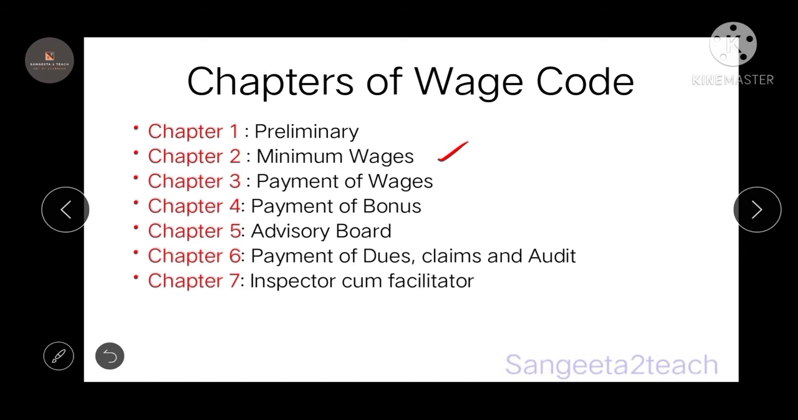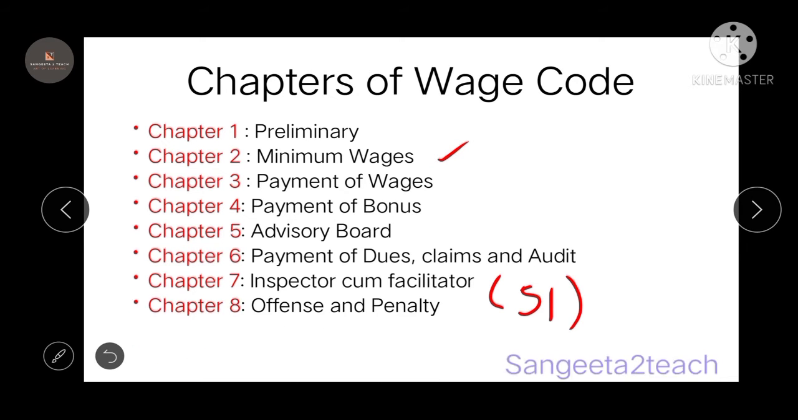Chapter 7 will talk about the inspector-cum-facilitator, which is something new that has been brought into the Wage Code. The term inspector-cum-facilitator falls under chapter 7, under section 51. This section 51 is very important because it is a recent change. Chapter 8 will talk about the offenses and the penalties: what kind of penalties are imposed and how much is imposed. These are all under chapter 8, offenses and penalties. Coming to chapter 9, it will talk about miscellaneous matters.